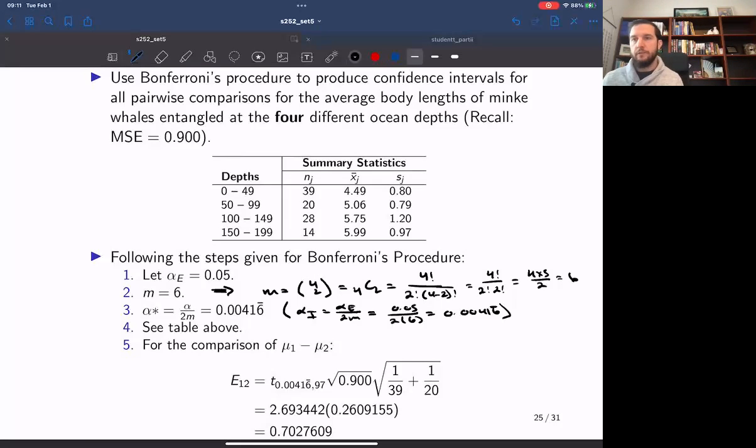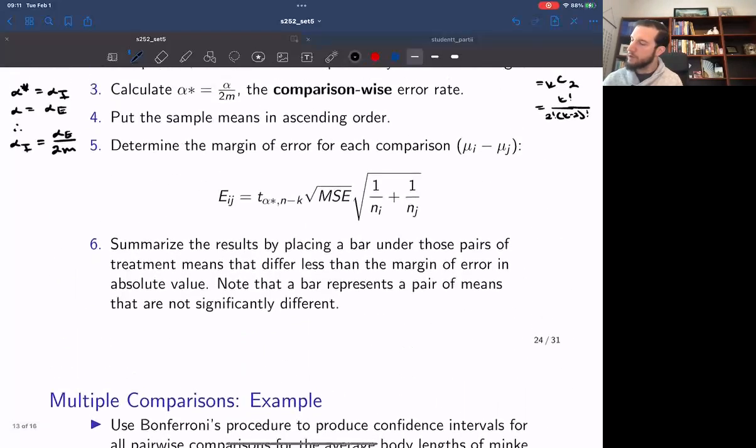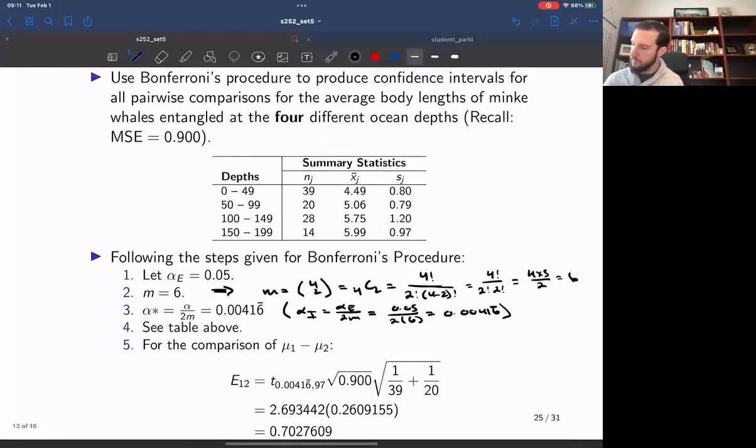Okay, now what we have to do is compute the margin of error. Well, on step 4, you put the means in ascending order, but that again doesn't really matter. So now what we need to do is compute the margin of error for each of the different comparisons. For example, I have the margin of error for comparing mean 1 to mean 2 shown at the end of slide 25.